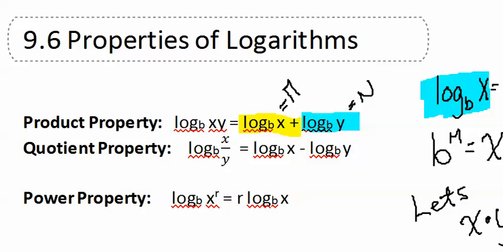And that shows you how we prove that product property. And then very similar to that, the quotient property has that same sort of principle. But instead of doing multiplication, if you have a subtraction sign between the logs that have the same base, you're going to end up doing division.